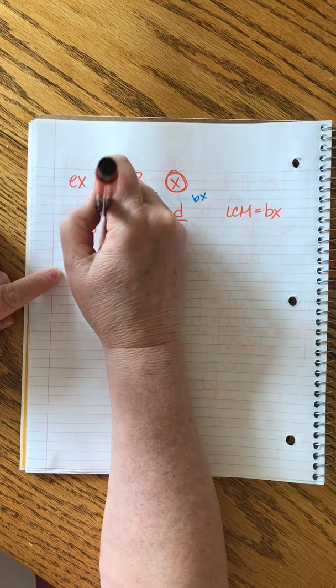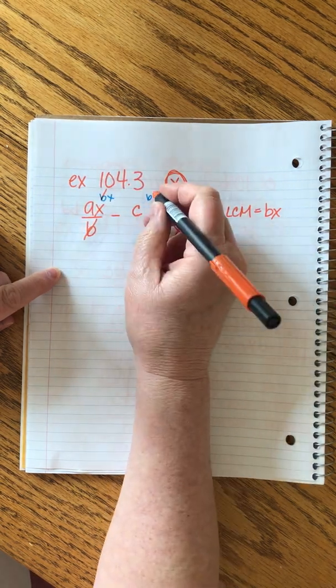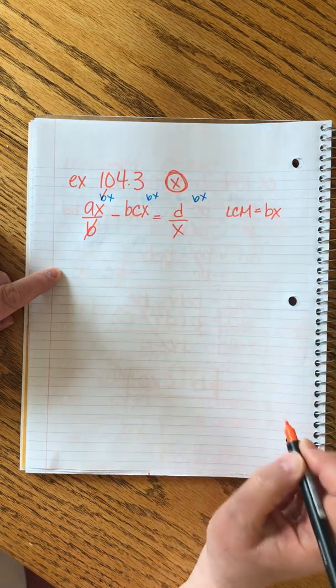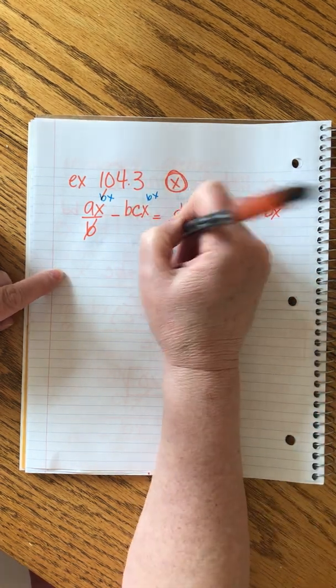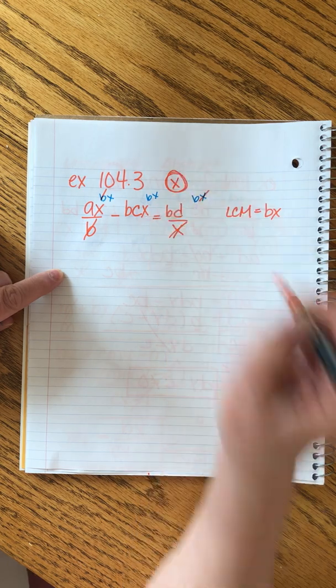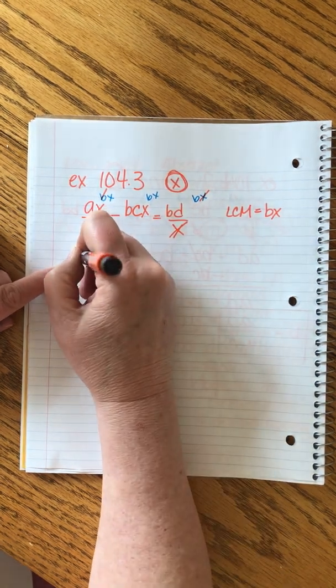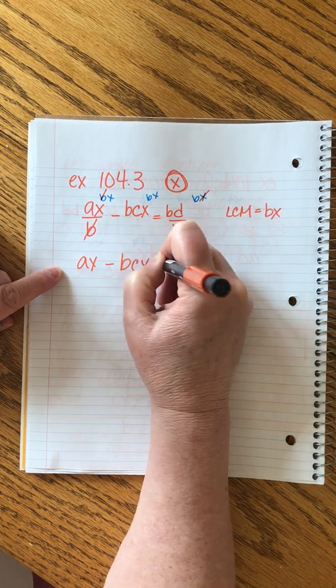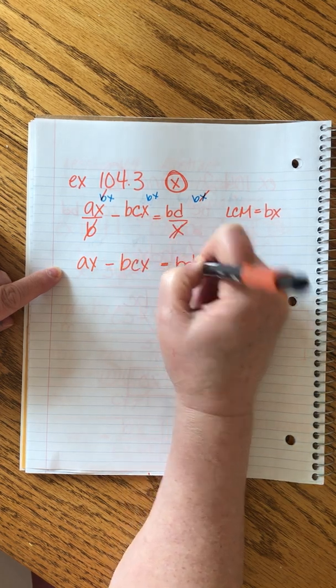This cancels. I have ax. Nothing cancels in this one, so it's going to be bcx. Look, I made it alphabetical. And here the x's cancel, so it'll be bd. So I'm going to rewrite that. ax minus bcx equals bd.